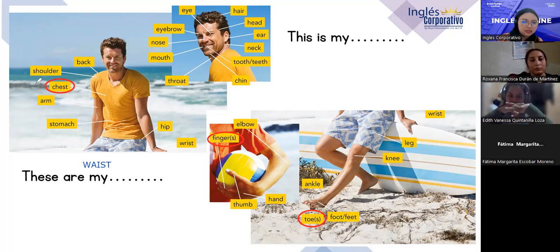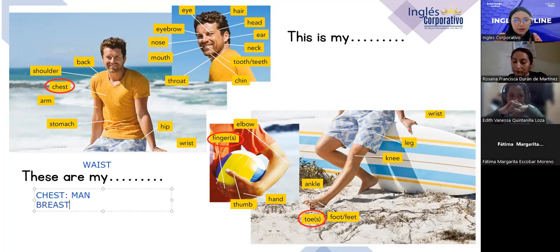Vamos entonces a las excepciones. Chest. Decíamos que es pecho, pero este solo se ocupa con los chicos. Entonces, para las chicas, se ocupa, escribámosle en mayúscula, breast.